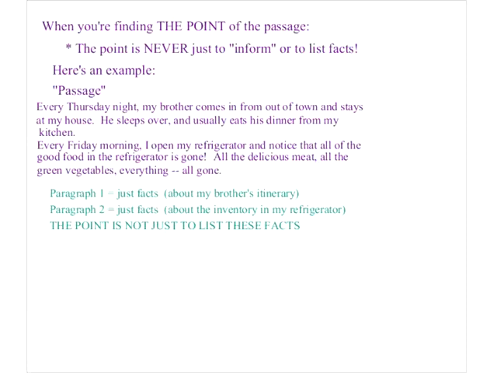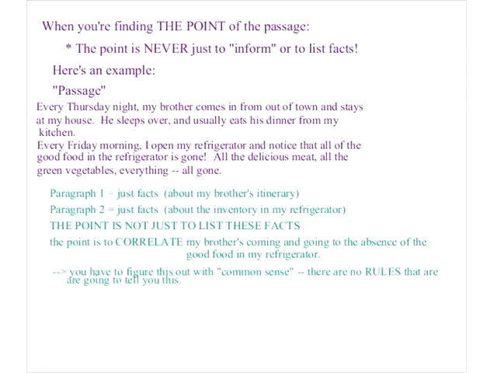So the point is to correlate my brother's coming and going to the absence of the good food in my fridge. And you have to just figure this out with good old common sense. There are no rules that are going to tell you this. But I'm assuming that everyone who is here can figure this out, right? I mean, this is not exactly hard. I mean, smiley faces if you would get this, that if you look at this passage you would be able to tell that that is the point. Okay. So good. All right.